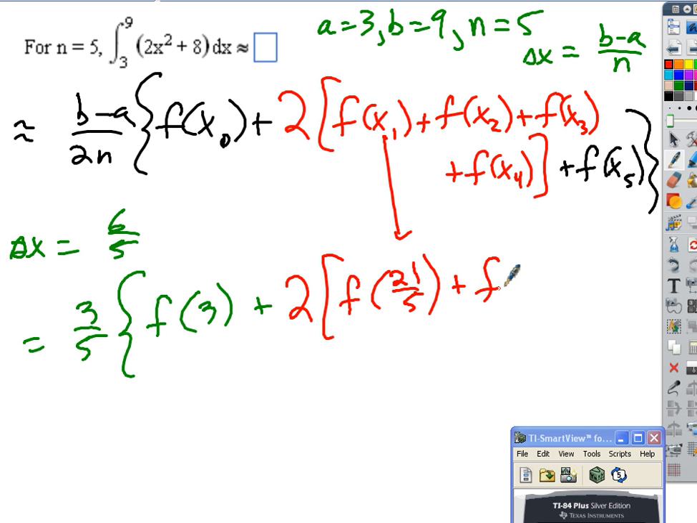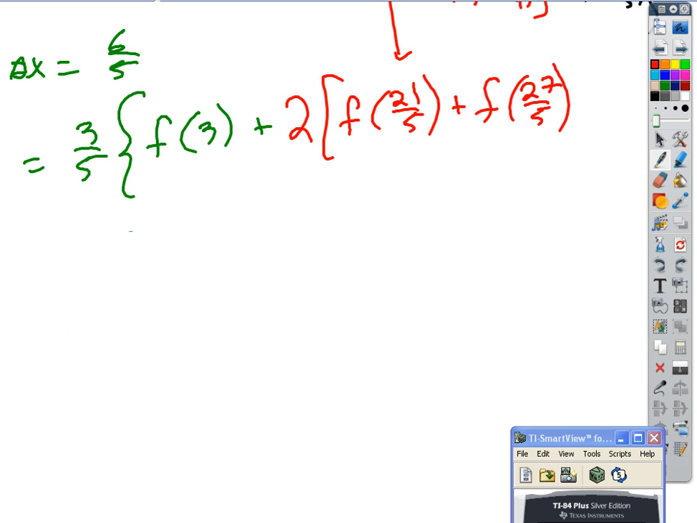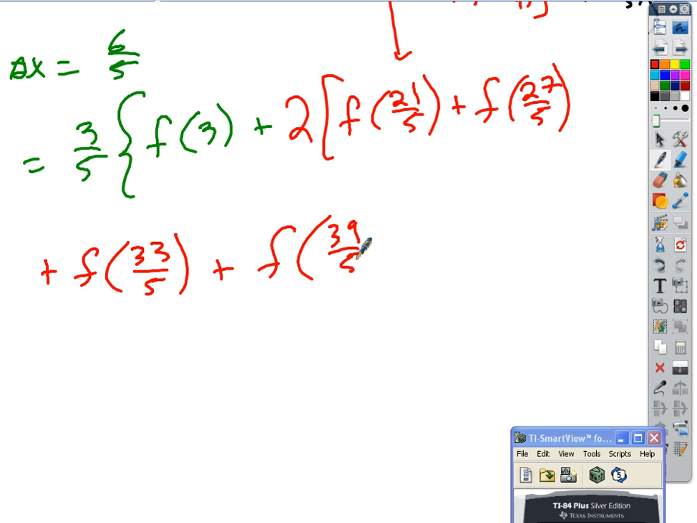Plus f of 27/5 plus 6/5 is 33/5. Plus f of 33/5 plus 6/5 is 39/5. 21/5 is... Yeah, 15/5 plus 6/5, right? Yeah. Okay. And then that's the interior sum.